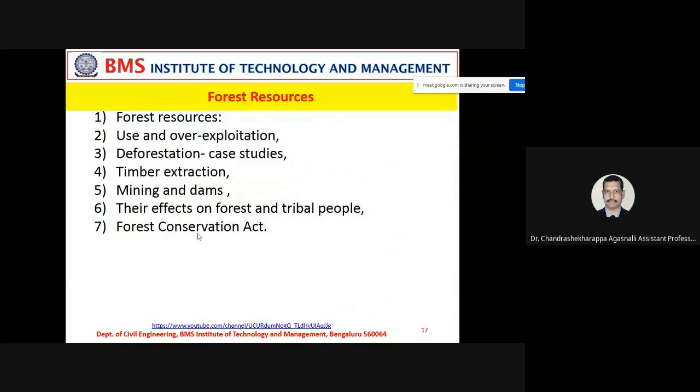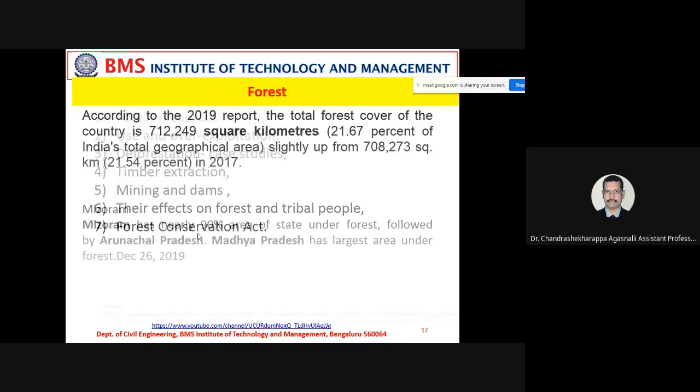Okay, and what is the forest here? Forest resources and use and over-exploitation, that we did. Because of that, we are suffering a lot of heat. Deforestation means cutting the trees, and timber extraction from that. Mining: if you want to do mining, you are going to cut the trees. If you want to construct a dam, there will be a lot of environmental issues.